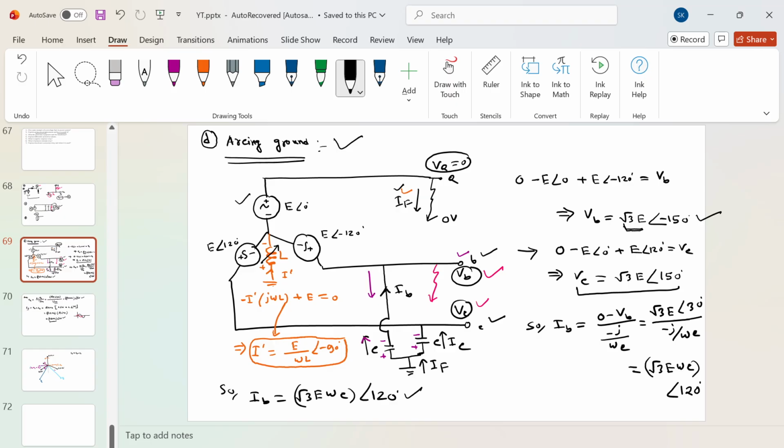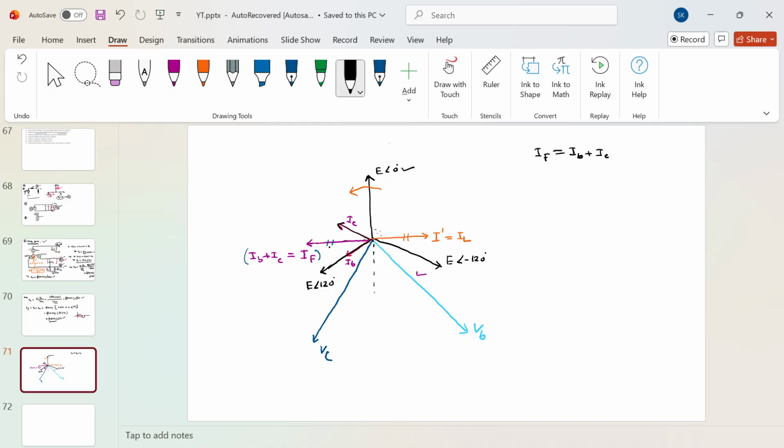From the phasor summation you can see that this inductor current will completely nullify this IF, so there will be no arcing ground phenomenon. So this is how we have to avoid it.